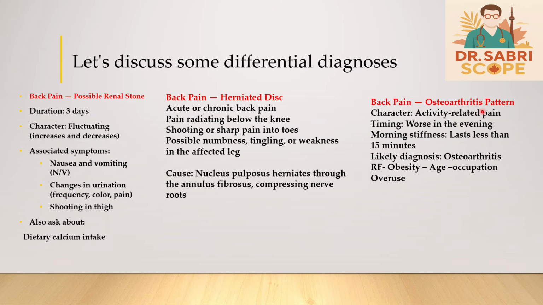Last one will be osteoarthritis. The character will be activity-related pain. Regarding the timing is very important. The patient feels the pain worse in the evening. And if the patient has stiffness, the stiffness will be less than 15 minutes. If you suspect osteoarthritis, you should ask about risk factors like obesity, age, and occupation, because in certain occupations there is joint overuse that can cause osteoarthritis.